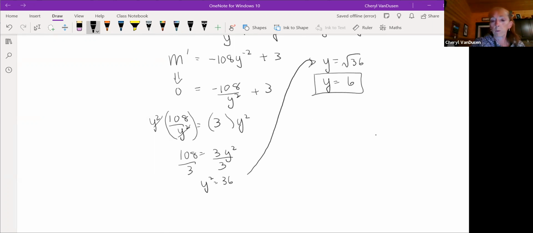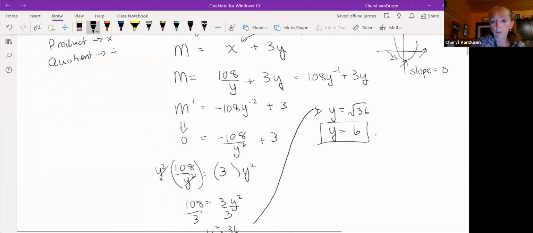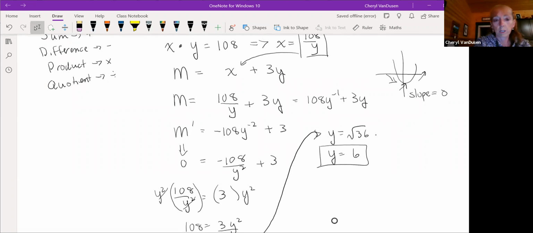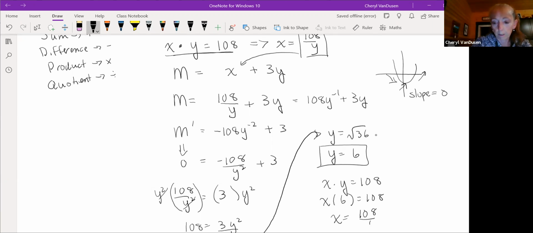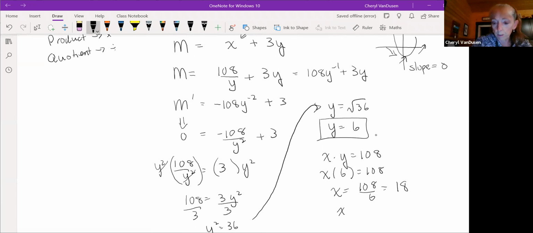And then from there, we go back and we substitute it into one of the equations. The easiest one to substitute into is this one. So we get x times y is equal to 108. So x times 6 is equal to 108. And so x is 108 divided by 6, and 108 divided by 6 gives us 18. So there's our 2 numbers. Okay, x is 18 and y is 6.